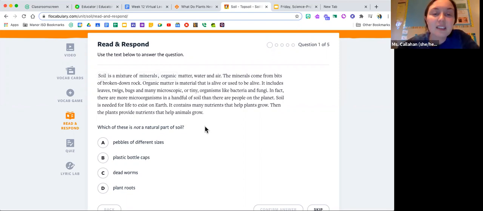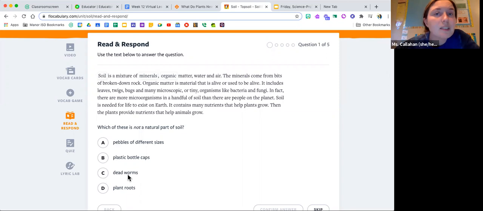Then the plants provide nutrients that help animals grow and us as humans too, right? Okay, it says, which of these is not a natural part of soil? Pebbles of different sizes. Well, pebbles are natural. We find them in our nature and natural world, right? So that can't be the correct answer because I'm looking for the one that is not a natural part of soil. B, plastic bottle caps. Well, do bottle caps grow in nature? No, they don't, right? So we know that must be the one, but let's double check and make sure.